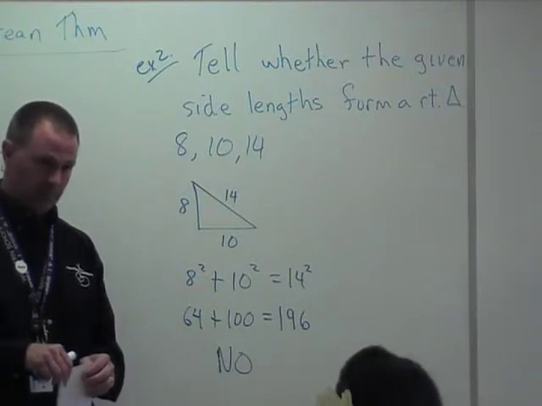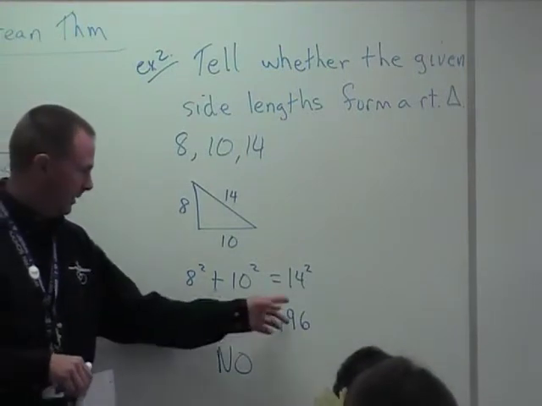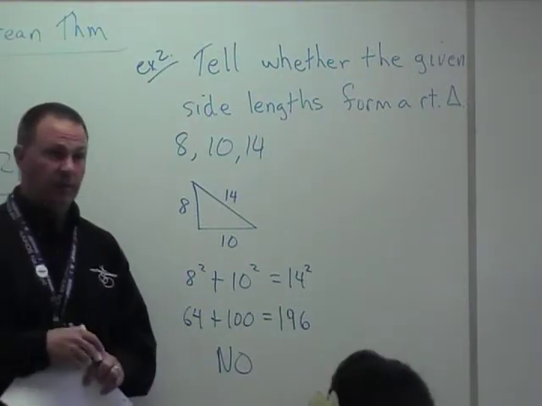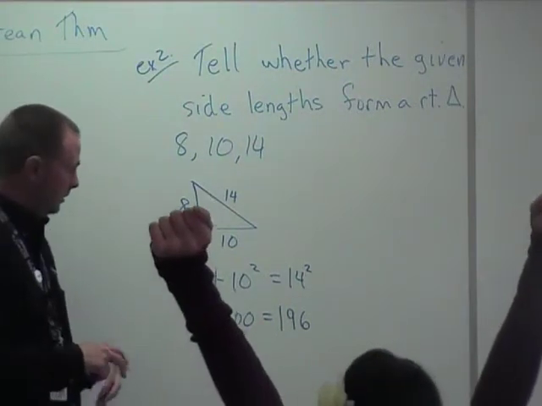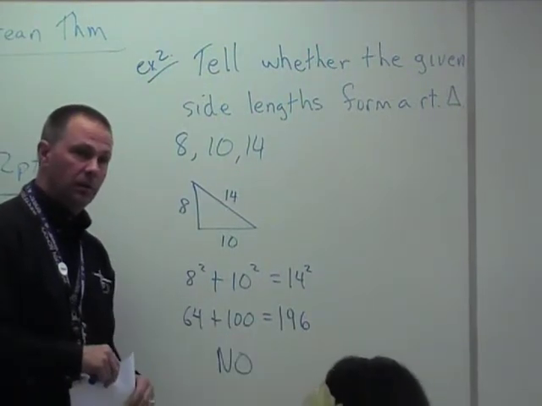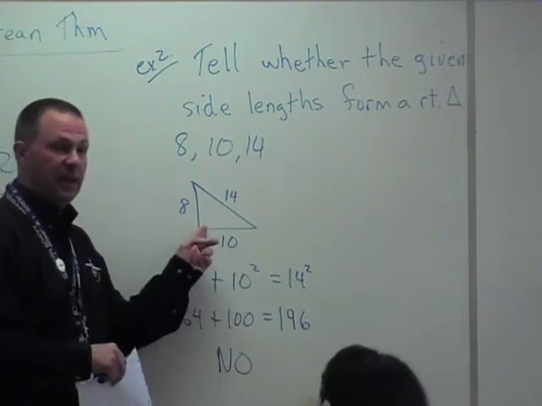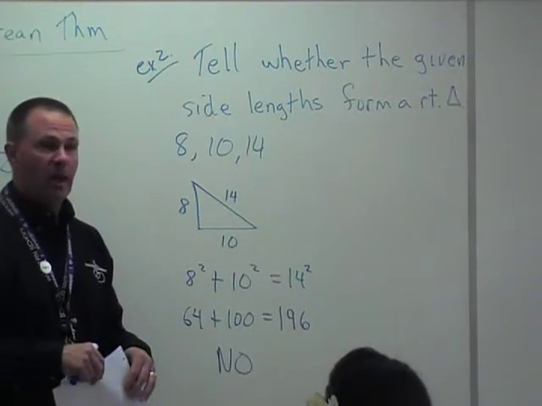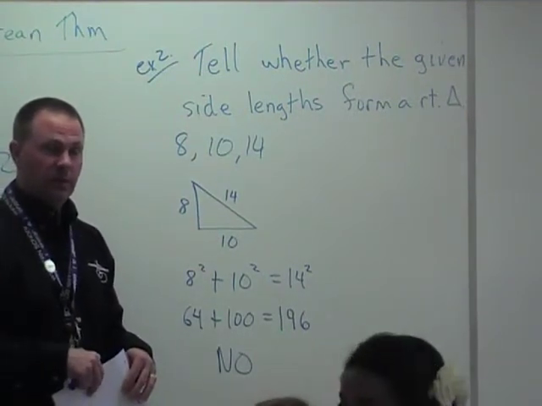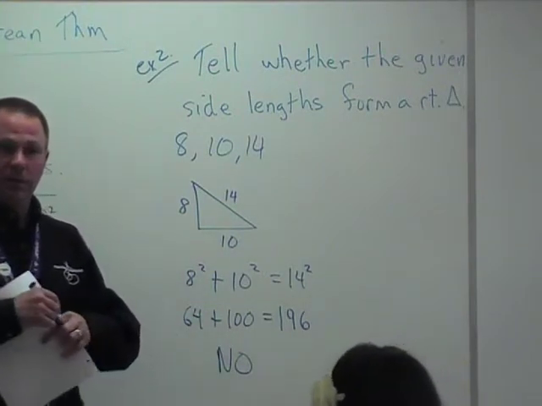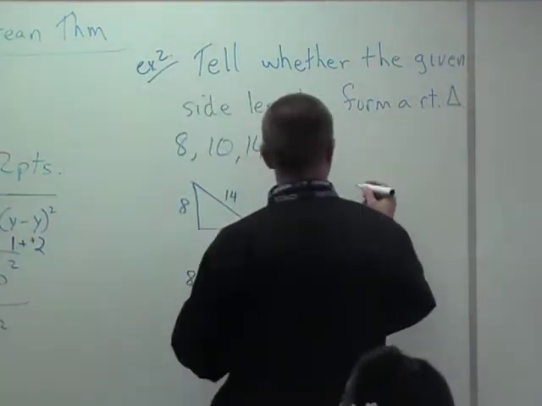14 times 14, you got 196. Okay? So it's not a right triangle. That's all that means. If they don't equal, it's not a right triangle. So let's show one that is equal.